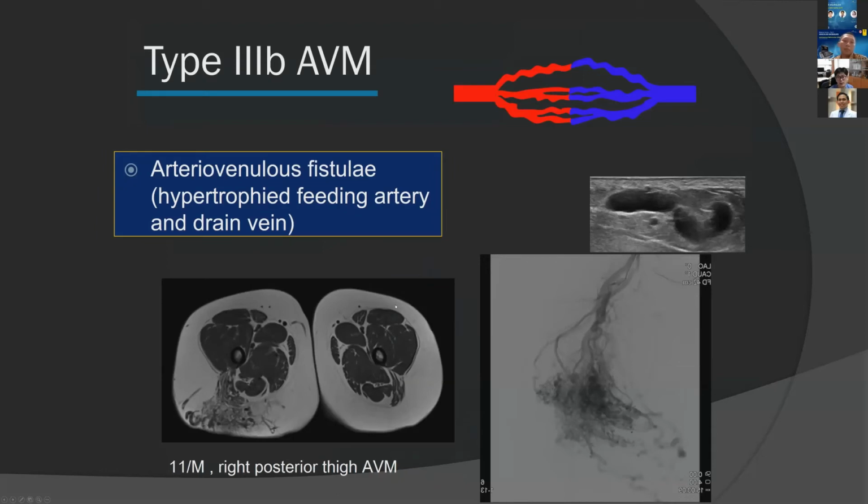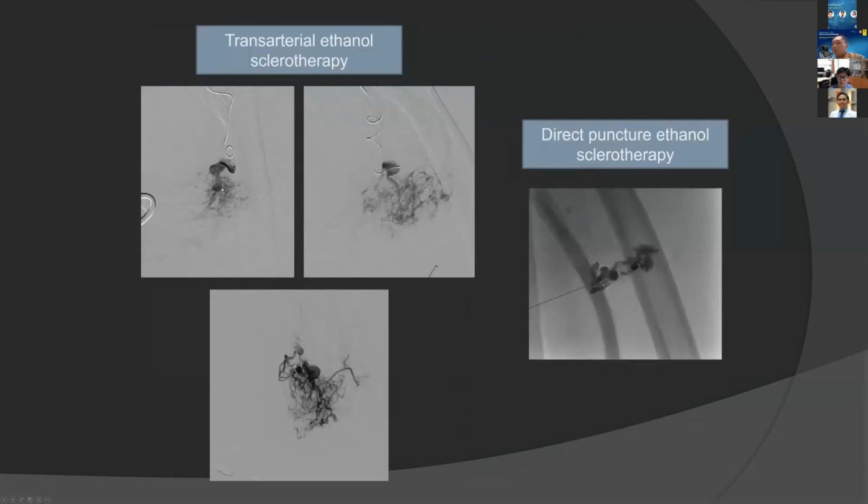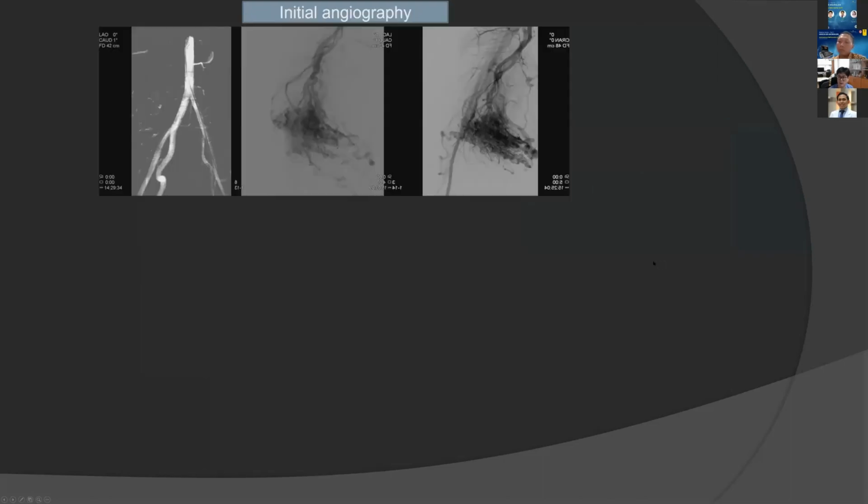This is a type 3B AVM. It has a hypertrophied feeding artery and draining vein. Direct puncture and transarterial therapy are both possible. So in this patient, we treated with transarterial ethanol and glue injection and direct puncture sclerotherapy with ethanol, coils, and glue. These are the initial angiography images, showing a massive AVM on his posterior side.